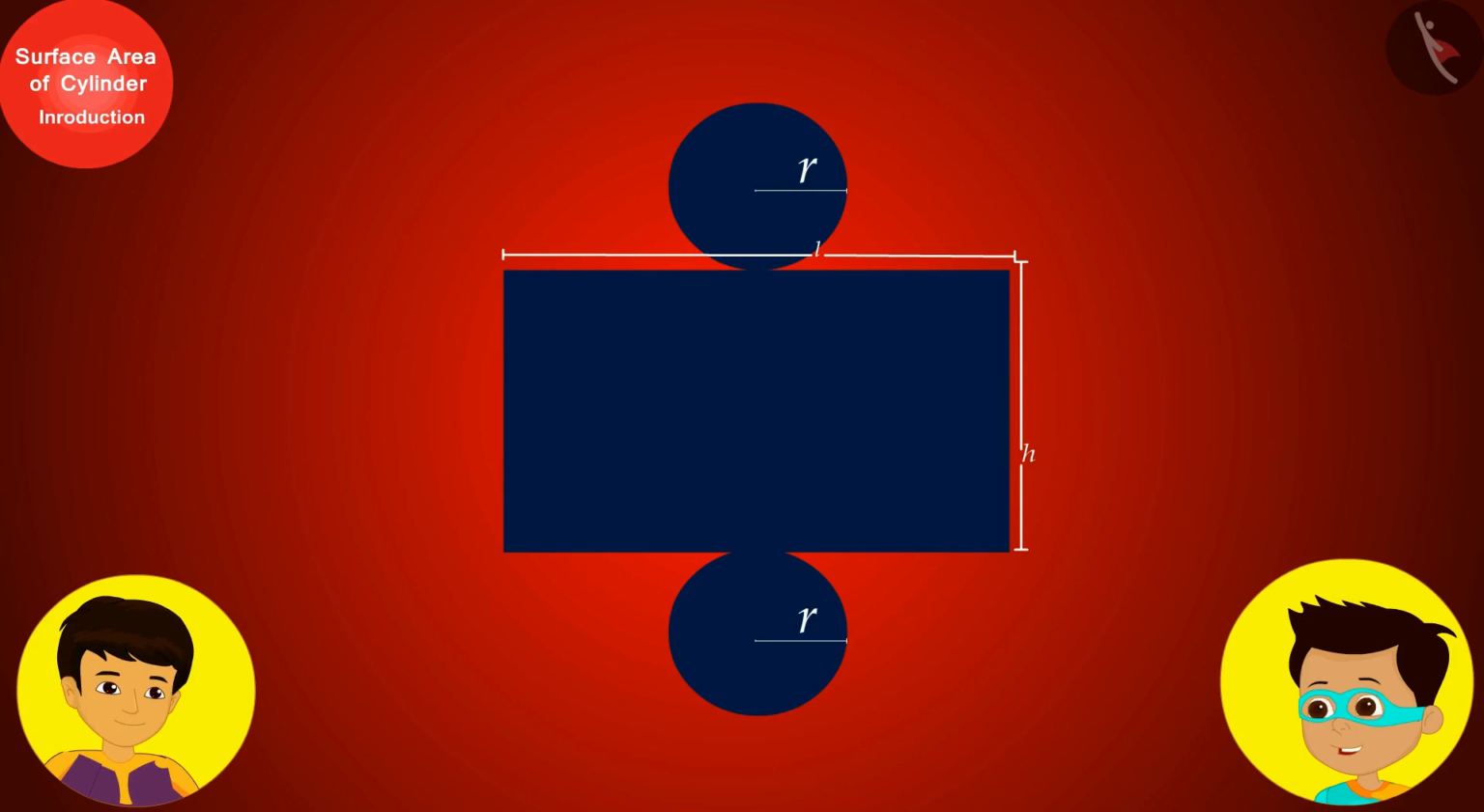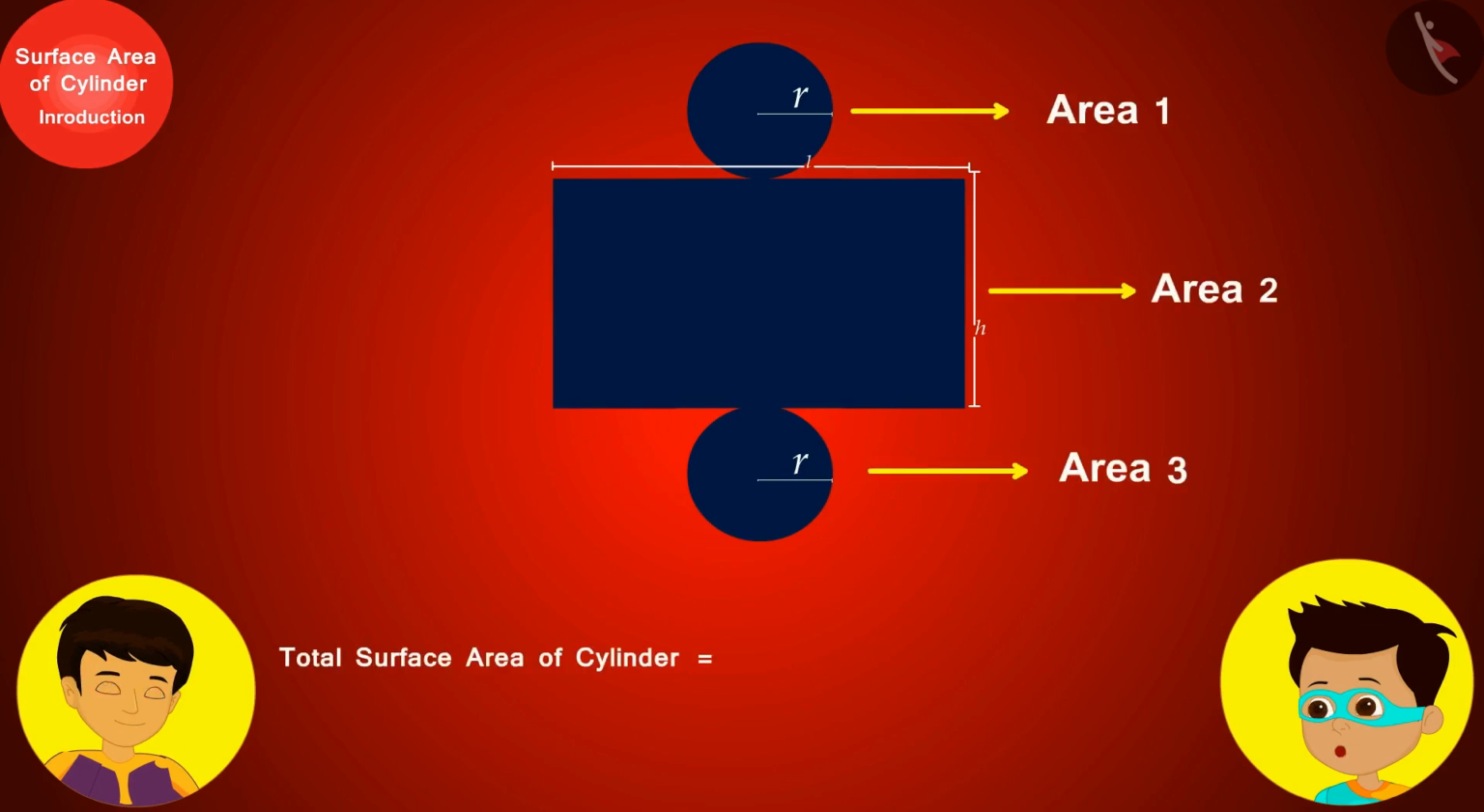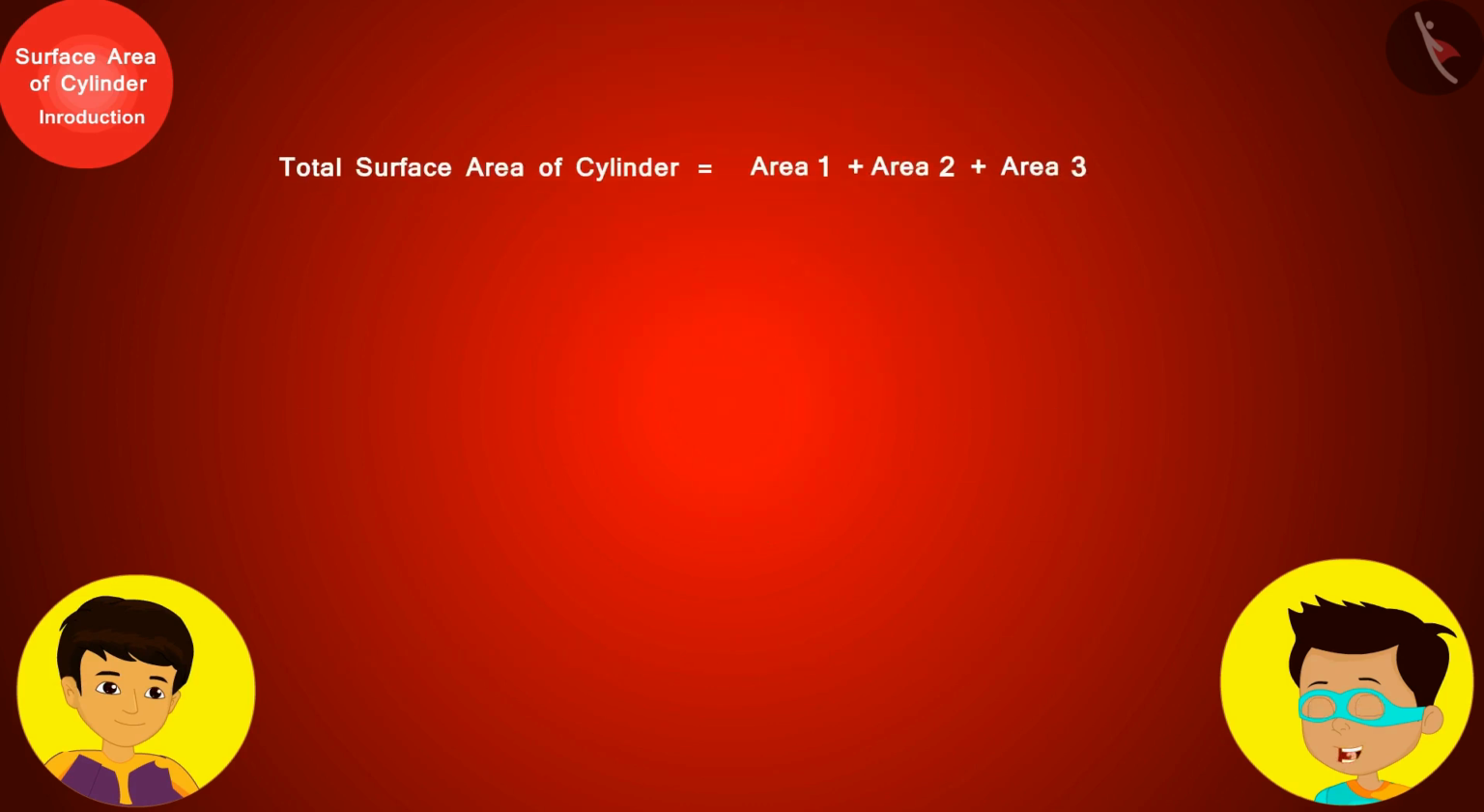But Manas, the sum of the areas of all the surfaces of a three-dimensional shape is equal to its total surface area, right? Therefore, we can say that the total surface area of our cylindrical object will be equal to the sum of the areas of all these surfaces. Yes, you were absolutely right, Thomas.